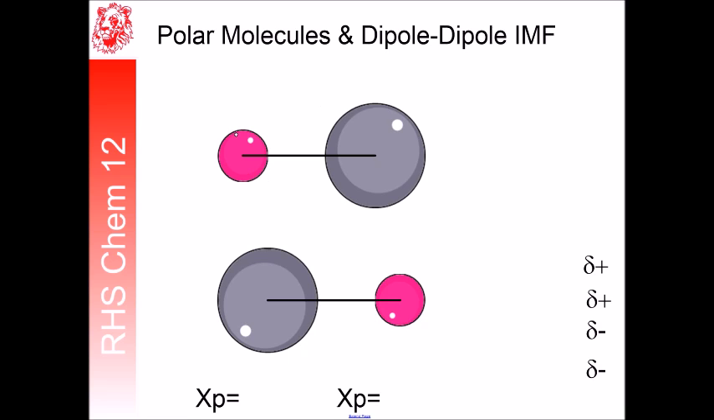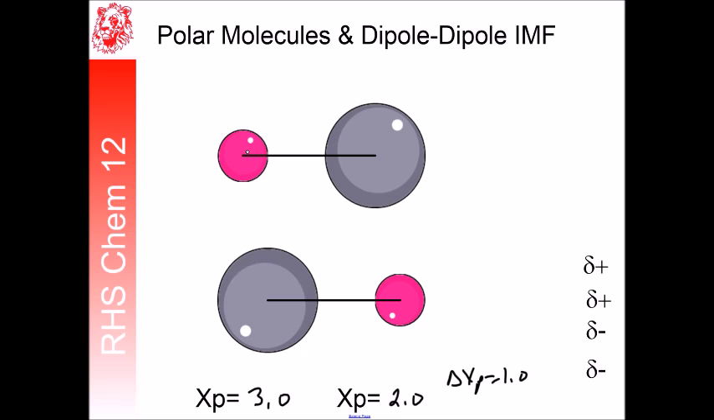Suppose we have a molecule here, and one of these atoms is very electronegative and one of them is not. Let's make the electronegativity of the gray one somewhere around 3, and the electronegativity of the pink one somewhere around 2. That means the difference between those two is going to be 1, and that's going to place it in the polar covalent range. So this is a polar covalent molecule. Here's another polar covalent molecule.